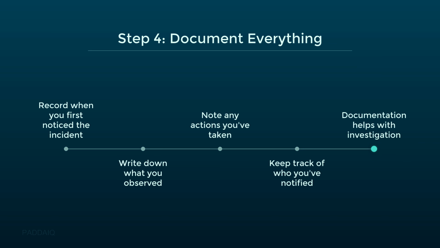Documentation helps with investigation. This means clear records let you trace issues back to their source. For example, if an app fails, logs and notes help pinpoint whether the error was in code, configuration, or data. Thorough documentation saves valuable time and reduces guesswork during troubleshooting.